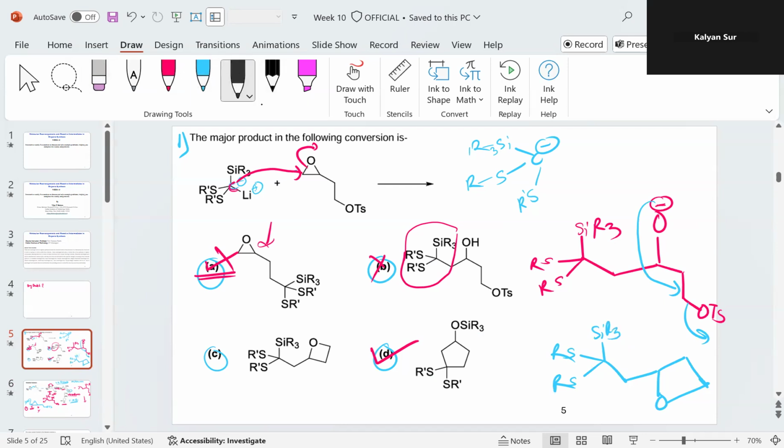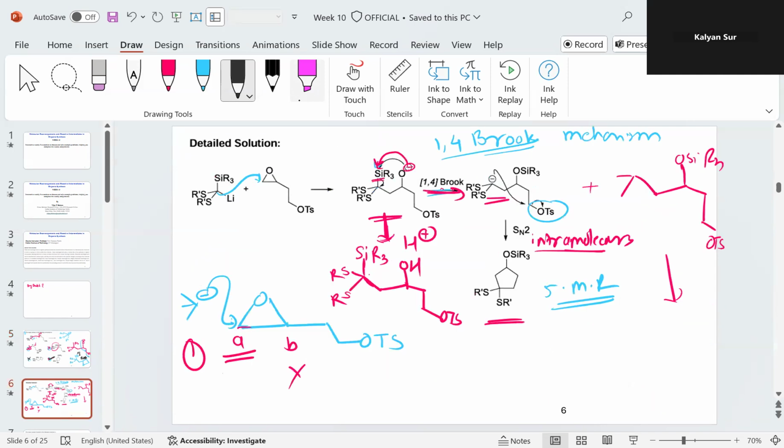if you look at this attack by this O, this is a four-member ring formation, and this four-member ring formation is also not feasible compared to the five-member ring. So the reaction doesn't go by this mechanism either. Therefore, option C is also the incorrect option. Among them, option D is the correct option, as we have already discussed in this mechanism.